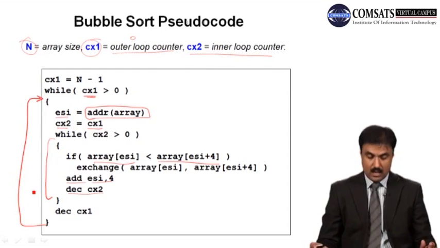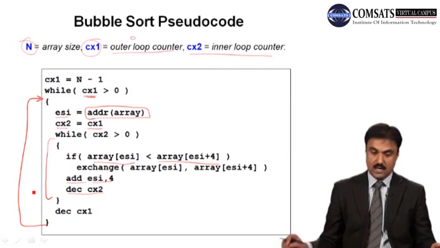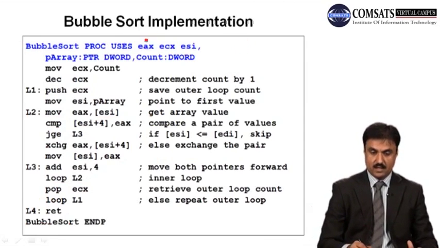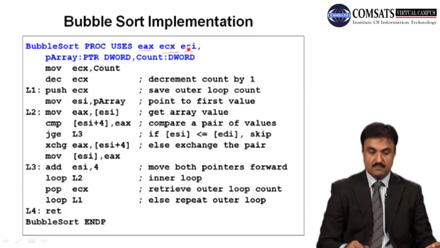This is the pseudocode, and you will see the same example inside assembly language. So here you will see the bubble sort implementation in assembly language. It is going to use 3 registers: EAX, ECX, and ESI. ECX has the count value, whatsoever the count value is, we are going to use it.